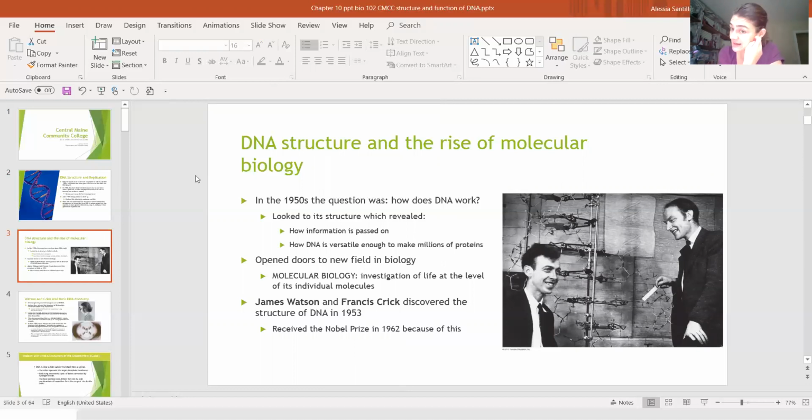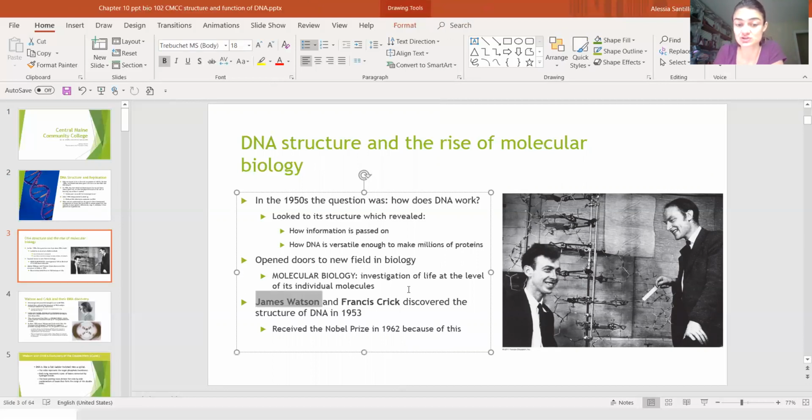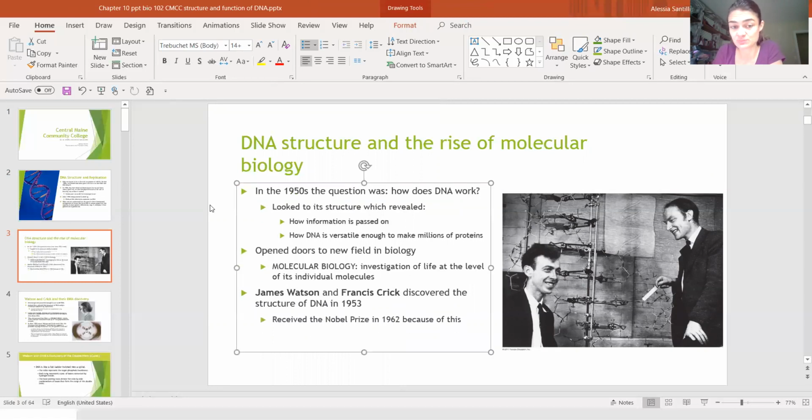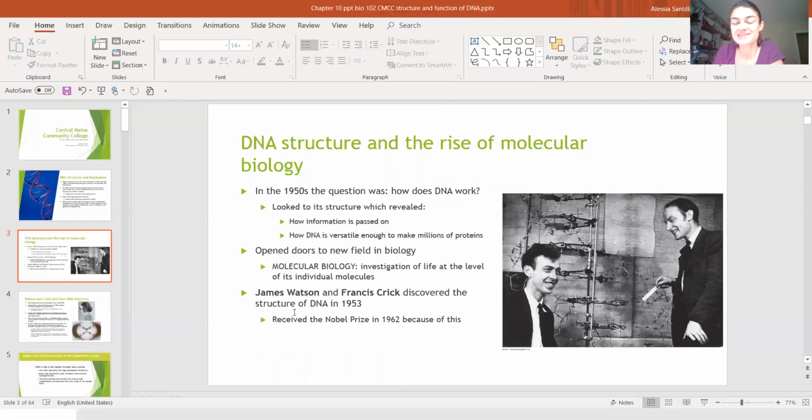And really big named scientists of those times, like Linus Pauling, etc. But the people who actually discovered the structure of DNA were two little guys that no one knew about, James Watson and Francis Crick. And for their discovery, they went ahead and won the Nobel Prize for it in 1962.